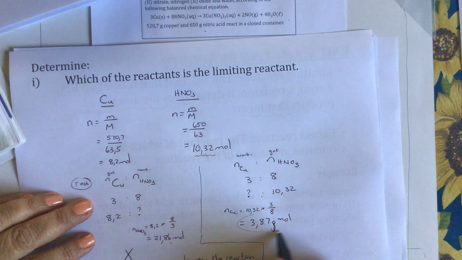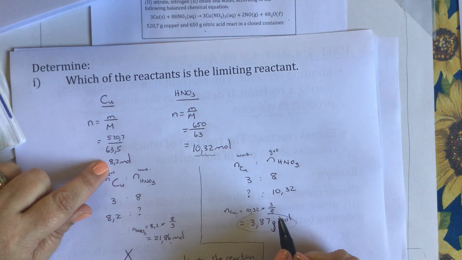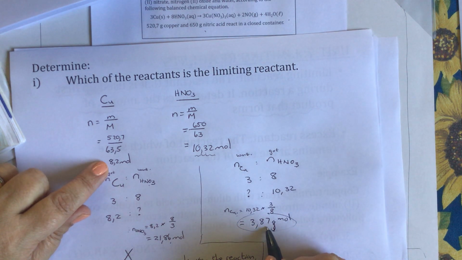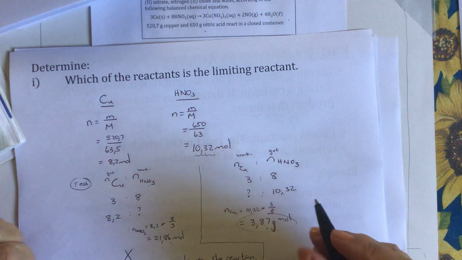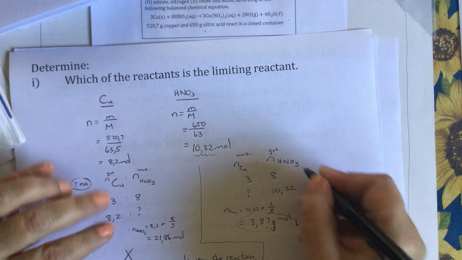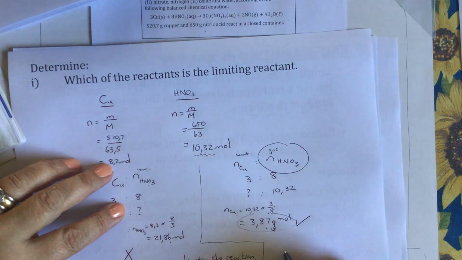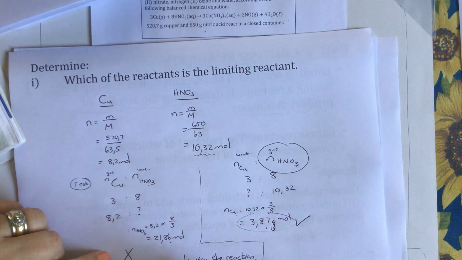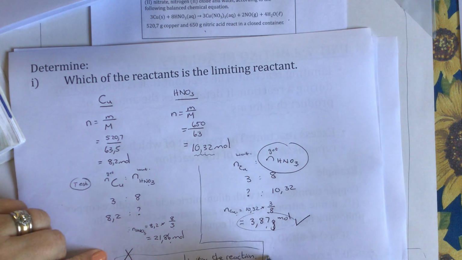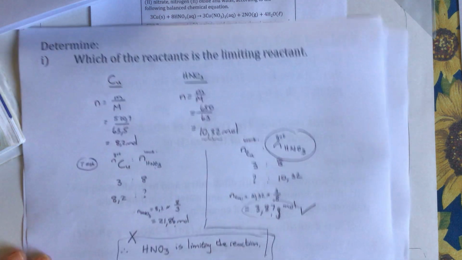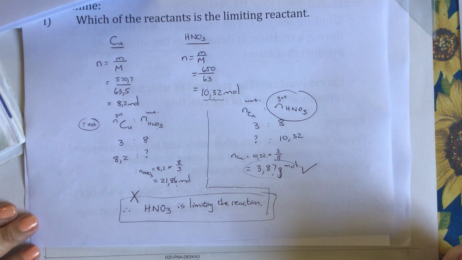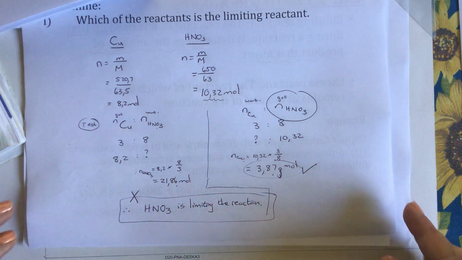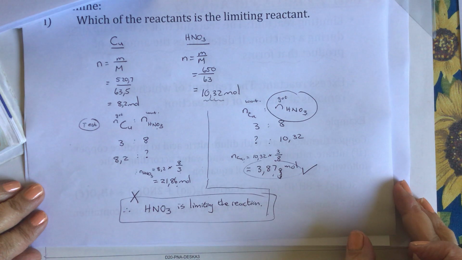Right, so what do I see? I've got 8,2. I only need 3,87. Then all of the HNO3 will be finished. So is this possible? Yes. So therefore, what is my limiting reactant? The same as before, HNO3 is my limiting reactant. Right, so we figured out what was my limiting reactant.